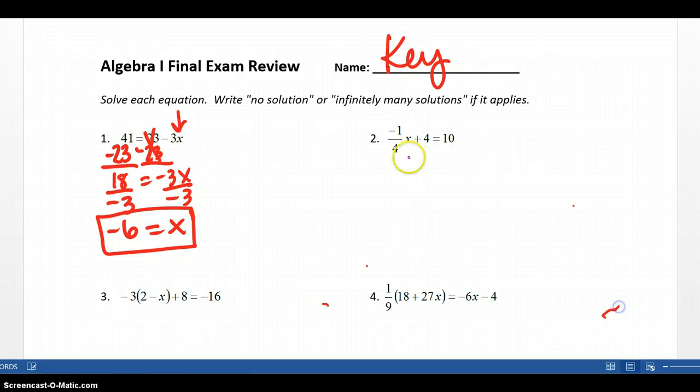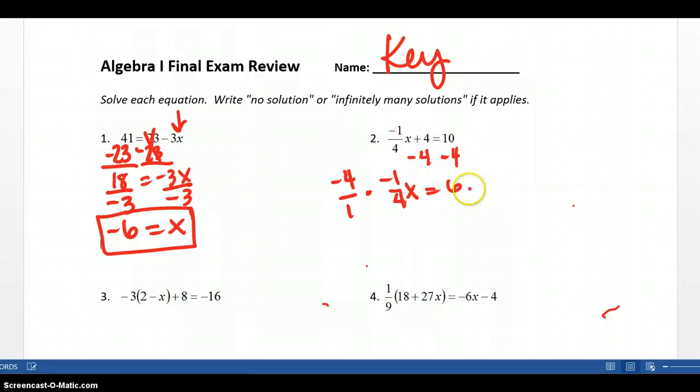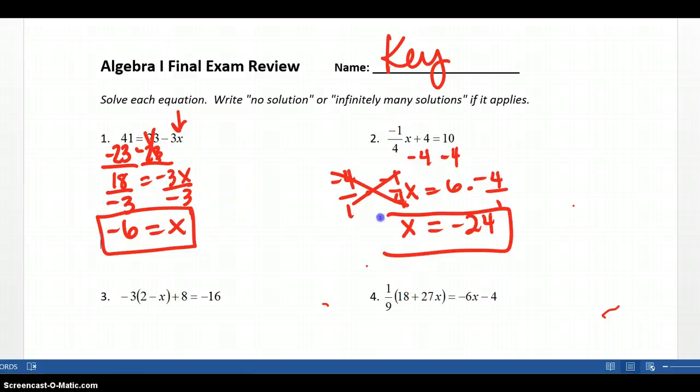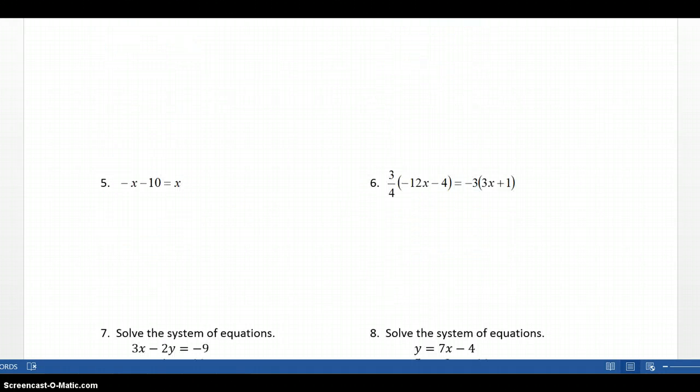For number 2, we're going to start by subtracting 4. We want to always get rid of everything not touching the x first. So negative 1/4 x equals 6. And then to get rid of a fraction, we multiply by the reciprocal. So our fractions cancel on the left. So x equals negative 24. Again, we have one solution. I'll scroll down a little bit for you.